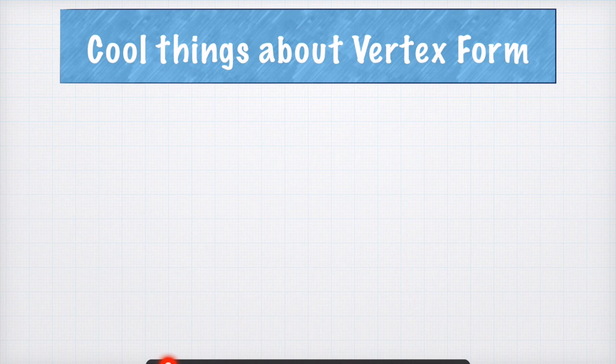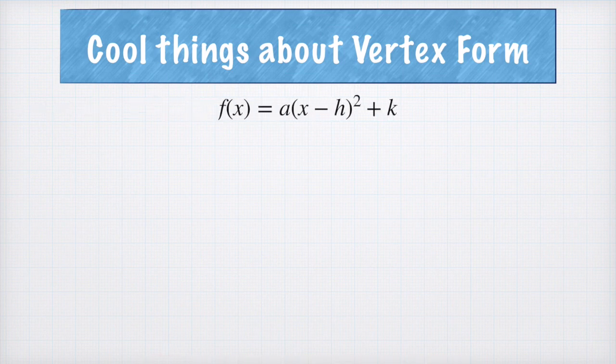Now here are some cool things about vertex form, because vertex form is really useful, and we'll come back and talk about this when we talk about transformations. But these are some of the easiest and coolest things that we can talk about right now. So we have our equation up there. The first thing is that we can find our vertex.